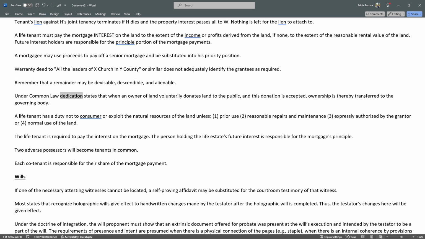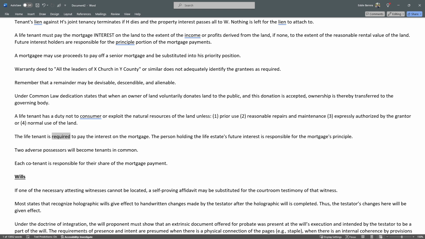Under common law, dedication states that when an owner of land voluntarily donates land to the public, and this donation is accepted, ownership is thereby transferred to the governing body. A life tenant has a duty not to consume or exploit the natural resources of the land unless 1. Prior use, 2. Reasonable repairs and maintenance, 3. Expressly authorized by the grantor, or 4. Normal use of the land.